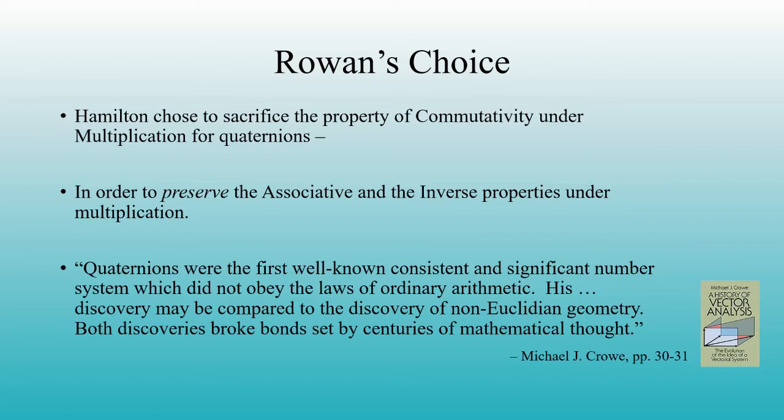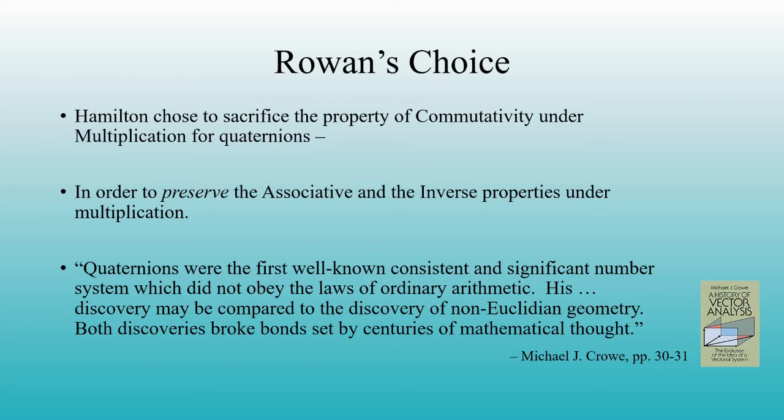He made his choice. He moved forward, championing quaternions as his number one priority for the remaining 20 years of his life. Historian Michael J. Crowe makes the following statement about the significance of this move. Quaternions were the first well-known, consistent, and significant number system which did not obey the laws of ordinary arithmetic. His discovery may be compared to the discovery of non-Euclidean geometry. Both discoveries broke bonds set by centuries of mathematical thought.